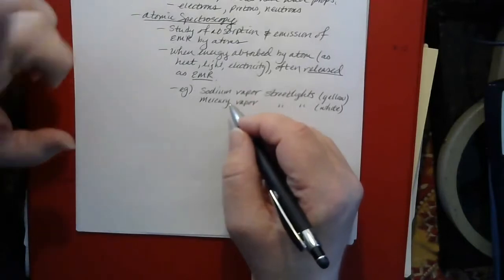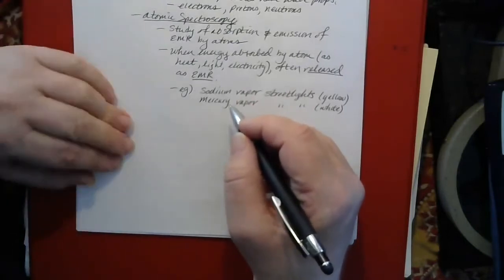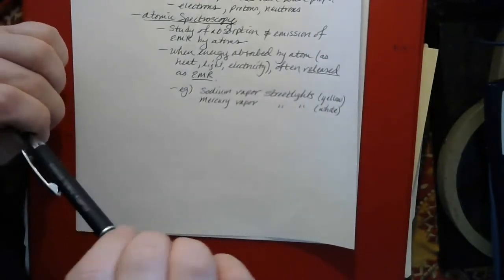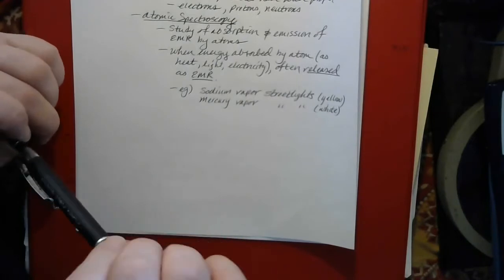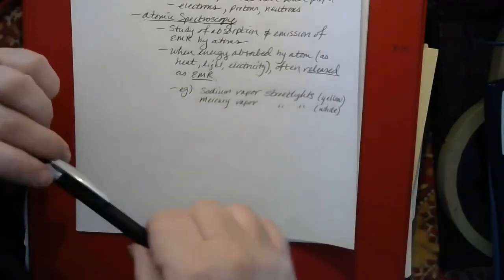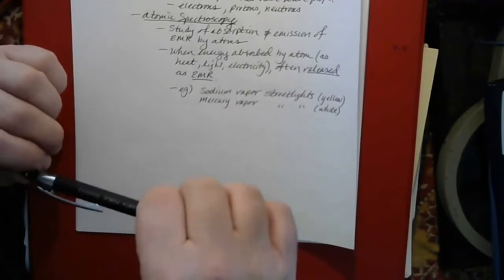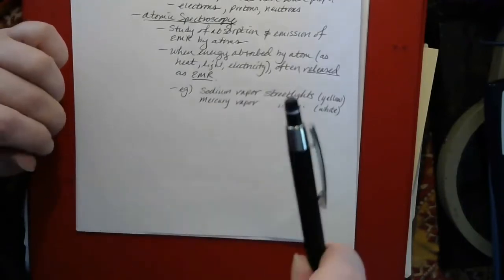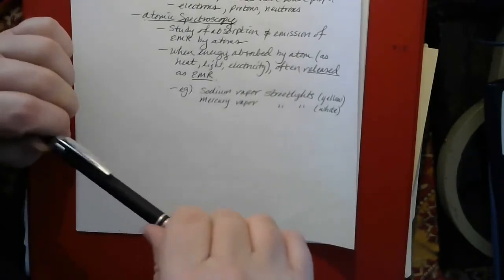And they work on the principles of atomic spectroscopy, where the atoms of sodium or mercury inside the light will absorb energy in the form of electricity, and they will then emit energy in the form of visible light. And for sodium, that one shade of yellowish orange light that they emit happens to be the only color of light that sodium vapor streetlights emit.